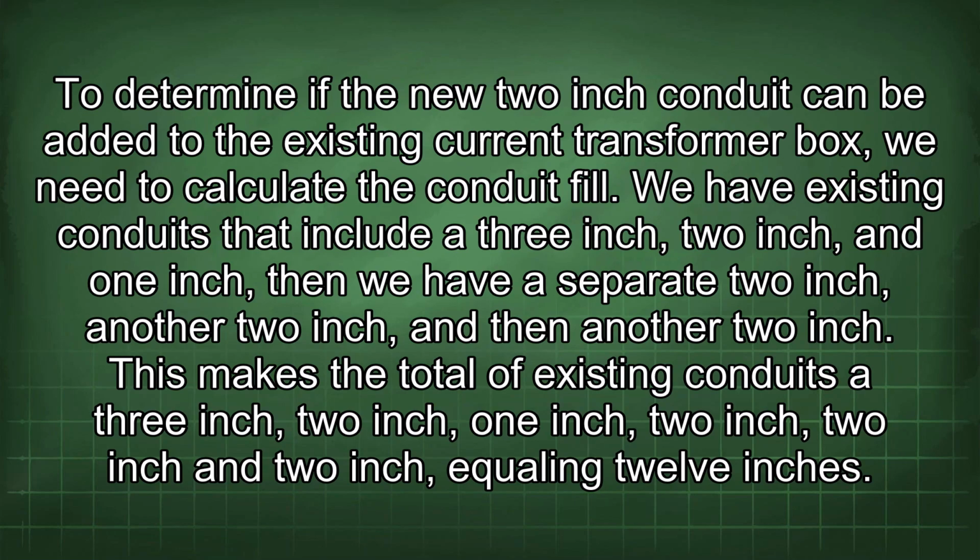To determine if the new 2-inch conduit can be added to the existing current transformer box, we need to calculate the conduit fill. We have existing conduits that include a 3-inch, 2-inch, and 1-inch. Then we have a separate 2-inch, another 2-inch, and then another 2-inch. This makes the total of existing conduits a 3-inch, 2-inch, 1-inch, 2-inch, 2-inch, and 2-inch, equaling 12 inches.